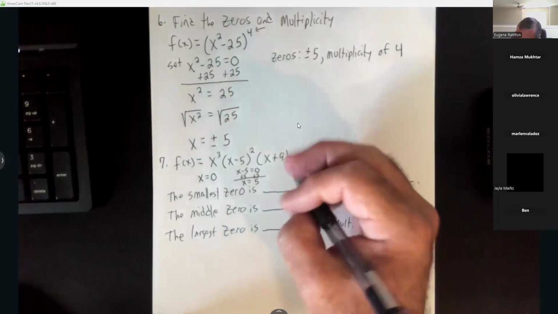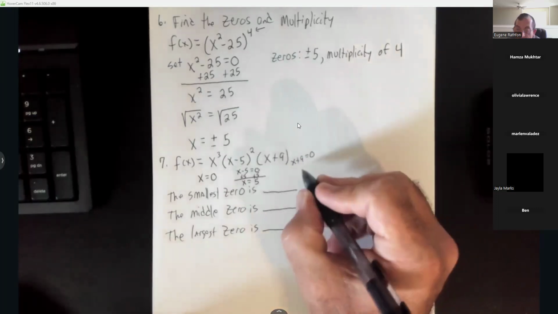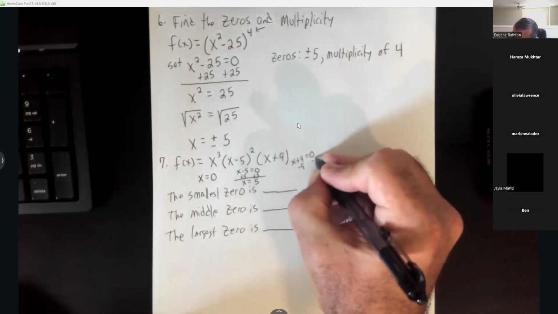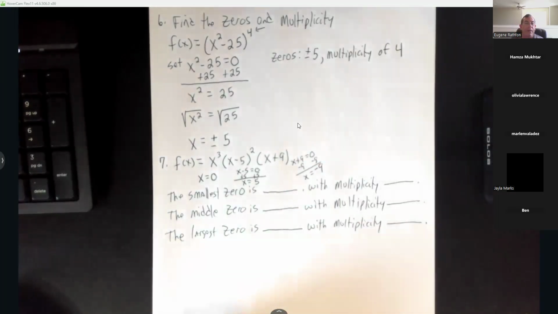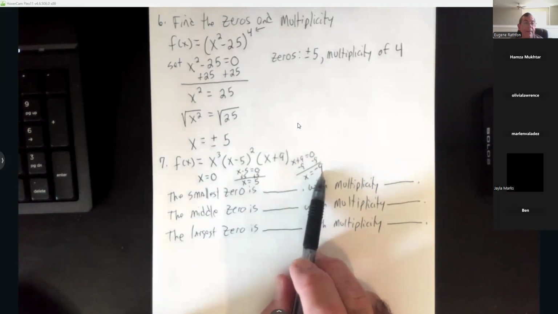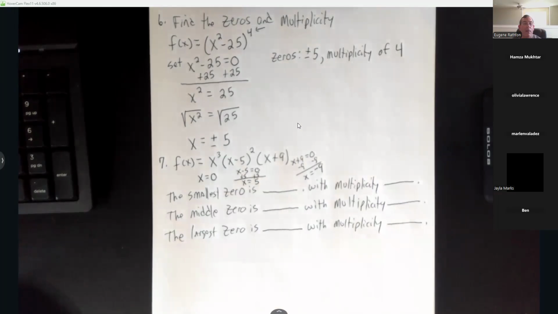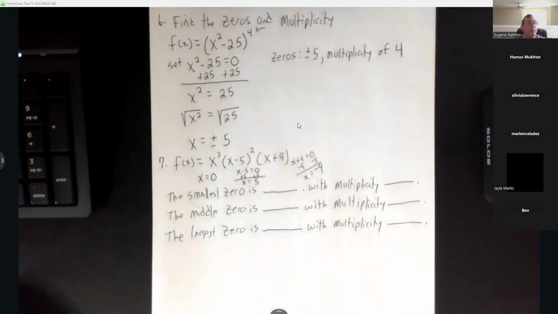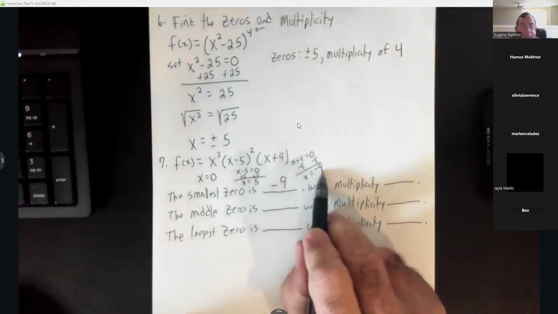For the third one, I'll set x plus 9 equal to 0. So on that one, I'll subtract 9. And again, x is a -9. So my three zeros are 0, 5, and -9. So as they say, what is the smallest zero? Well, y'all, out of them three zeros, which one's the smallest? Oh, there you go, Olivia. It's a -9. So the smallest zero is -9.